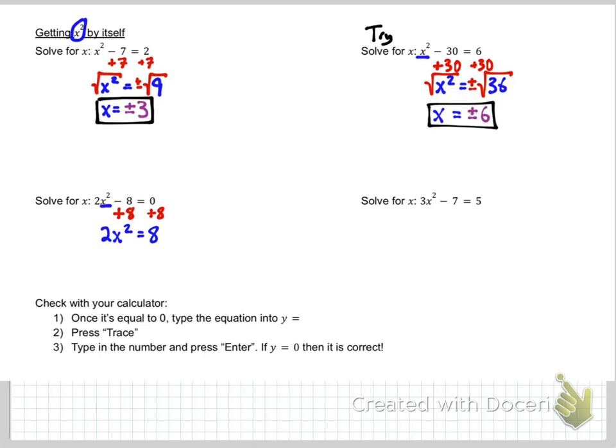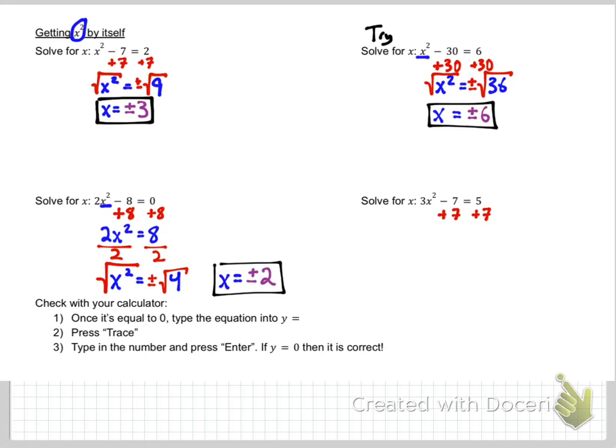Then we get 2x squared equals 8. Now we can divide both sides by 2, and we get x squared equals 4. Now we're at the stage we can take the square root of both sides. So square root of both sides, write down your plus or minus, and x equals plus or minus 2. This is the answer. Try the next one on your own.